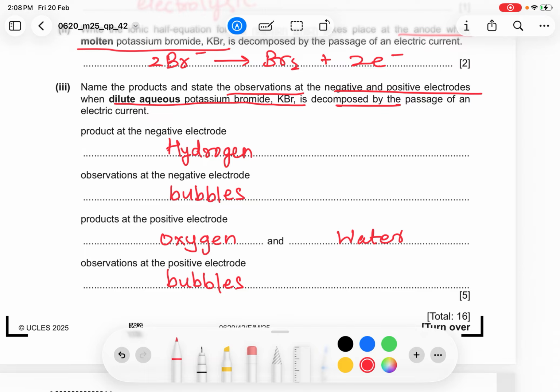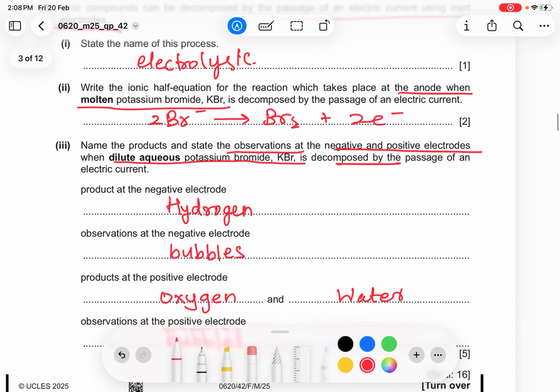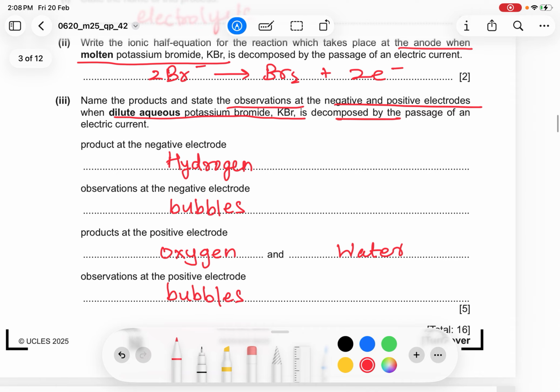For the next question, we have to name the products and state the observations at the negative and positive electrodes when dilute aqueous potassium bromide is decomposed by the passage of an electric current. Now, many a times students may get confused that above they have asked about molten potassium bromide. They might read the first sentence of the question where they have asked to write the name of the products at the negative and positive electrode and may end up writing the wrong answer. You have to read the questions properly.